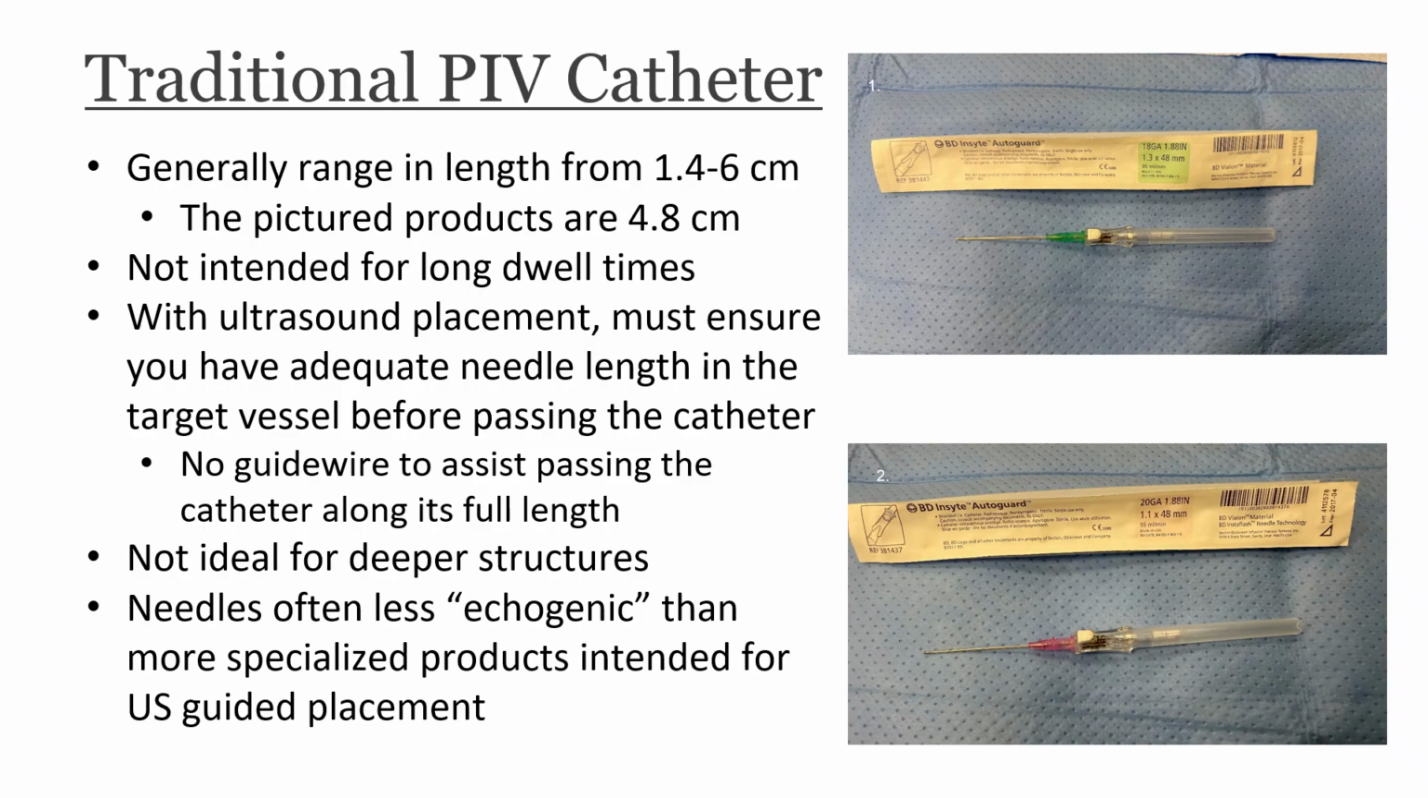So you might be sitting here listening to a midline catheter lecture and wonder to yourself, what is the difference between a peripheral IV catheter, midline catheter, or a PICC line or a central line? So let's start off with the more traditional one that we see in our everyday practice pretty frequently, our peripheral IV catheter. They generally range in length from about 1.4 to 6 centimeters. The one here is about 4.8 centimeters.